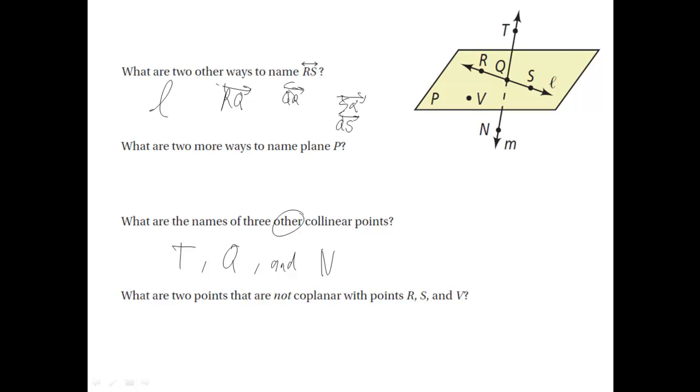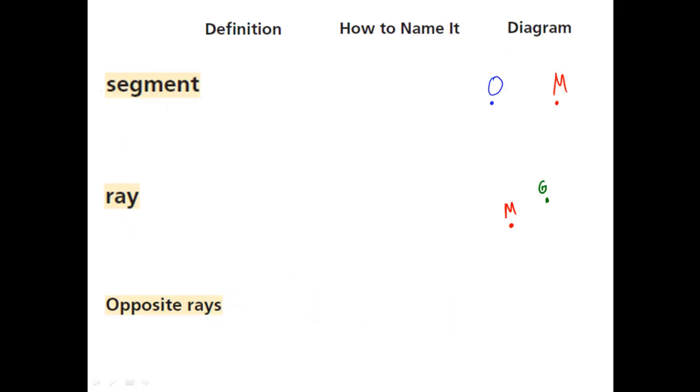What are 2 points that are not coplanar? Let's look at this one here. What are 2 points that are not coplanar with R, S, and V? Well, R, S, and V are in the plane P. The ones that aren't in that plane are T and N. And you could read this as point T, because that's what this uppercase letter represents. Point N. That's what uppercase letters represent. They represent points.